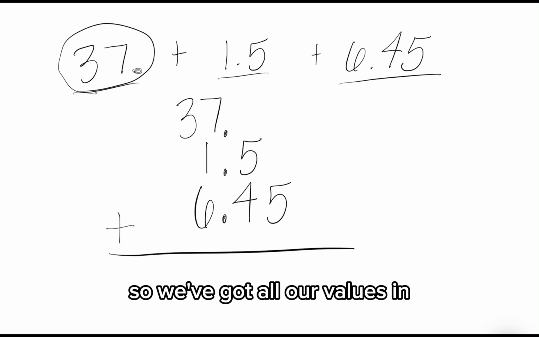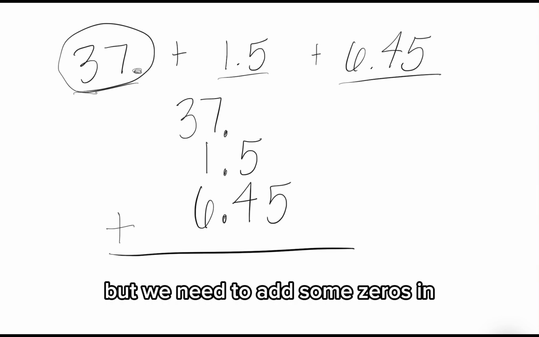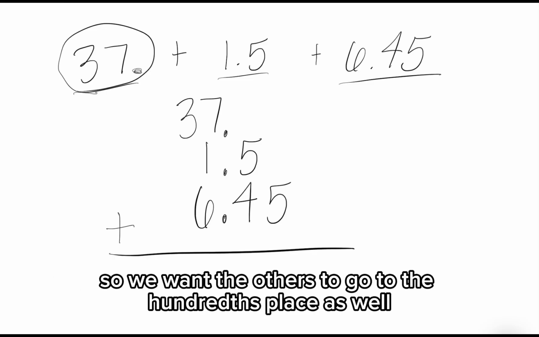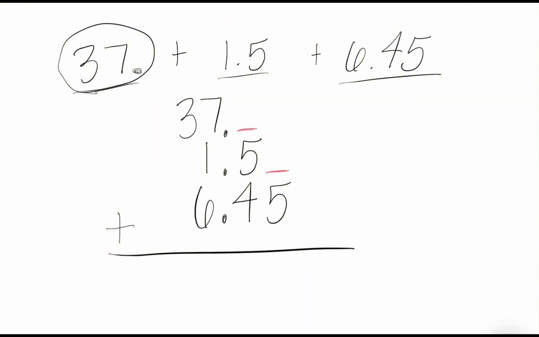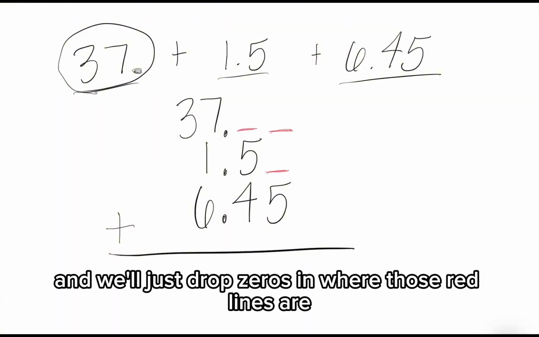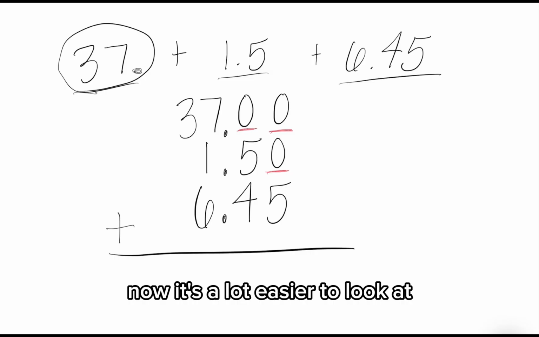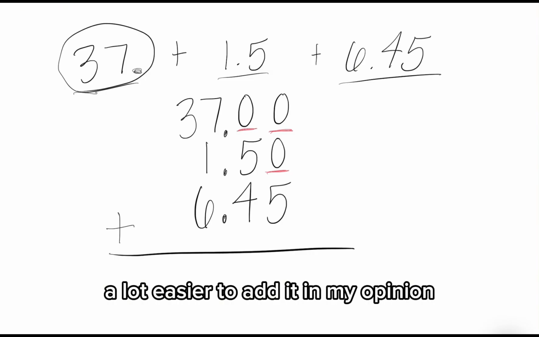So we've got all our values in, but we need to add some zeros in for sure. The biggest place value we have is going to the hundredths place, so we want the others to go to the hundredths place as well. And we'll just drop zeros in where those red lines are. Now it's a lot easier to look at, a lot easier to add it, in my opinion.